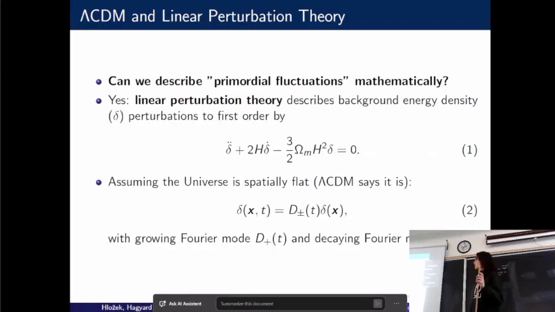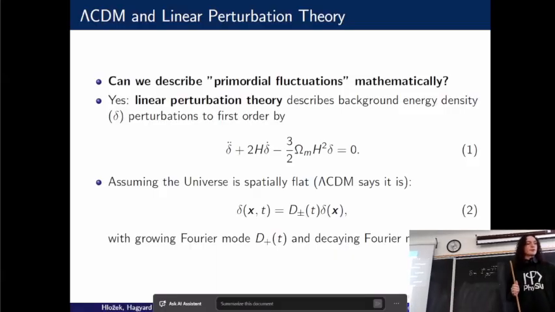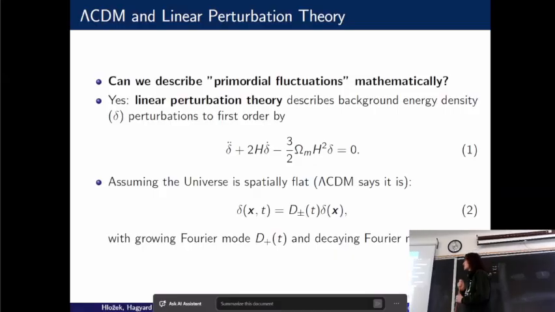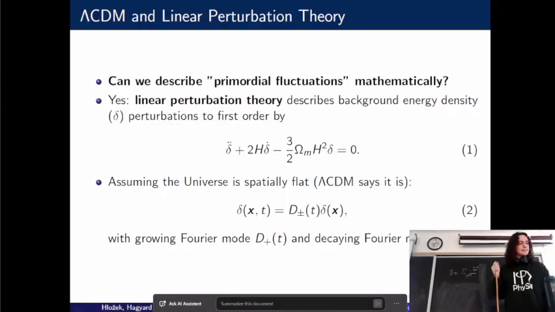And it has two linearly independent solutions, which can be expressed in terms of a growing Fourier mode and a decaying Fourier mode. And what that means essentially is you have two ways of expressing the perturbations in the background density. One explains how densities grow, and the other how they decay or decrease. So we have these two linearly independent terms that express your background energy density.